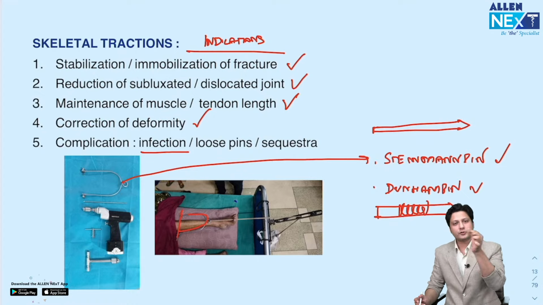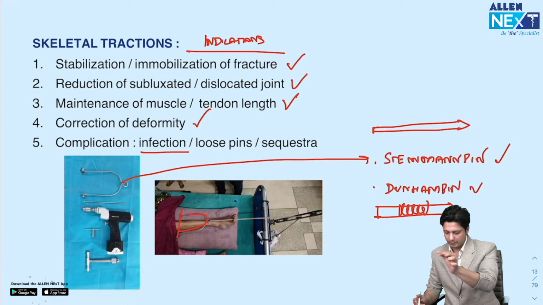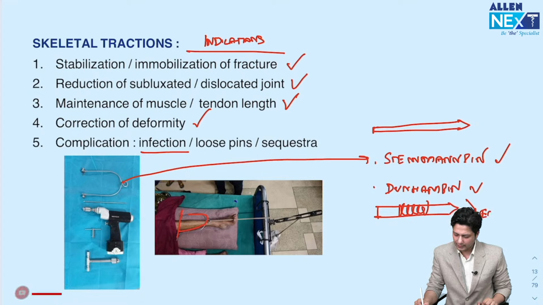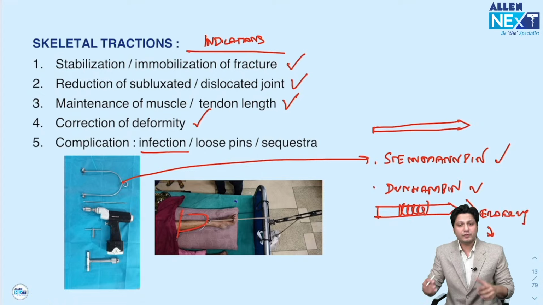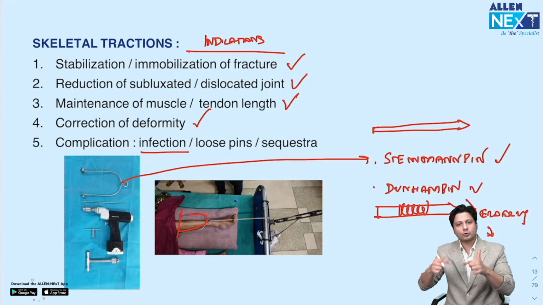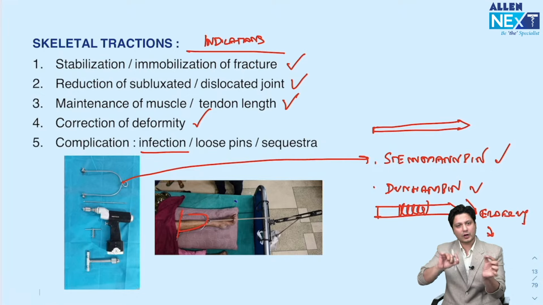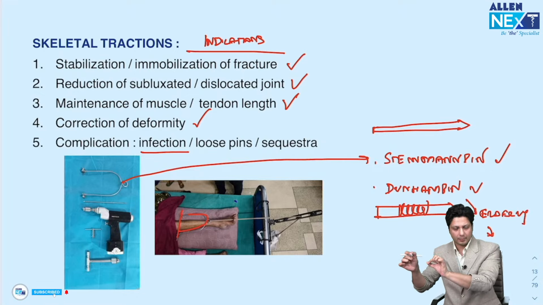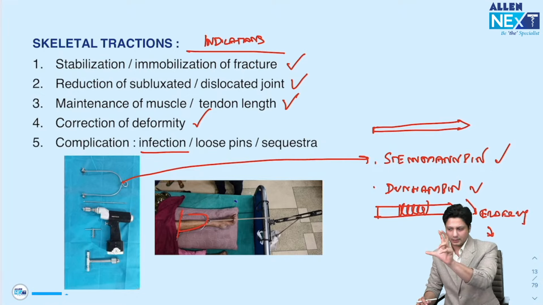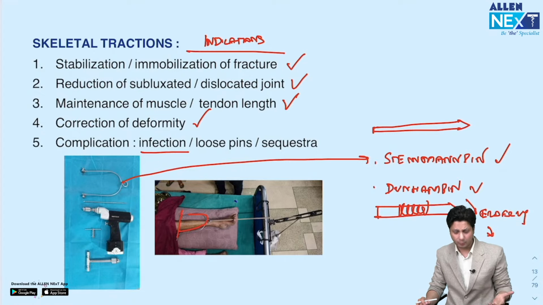Denham pin particularly is used for the skeletal traction application in cases of elderly. Why elderly? Because they are having weak bones. And in order to gain a better cortical purchase, there has to be a serration in the center. So this is how to identify a Steinmann and a Denham pin. Both of them are used for skeletal traction application. That is point number one.